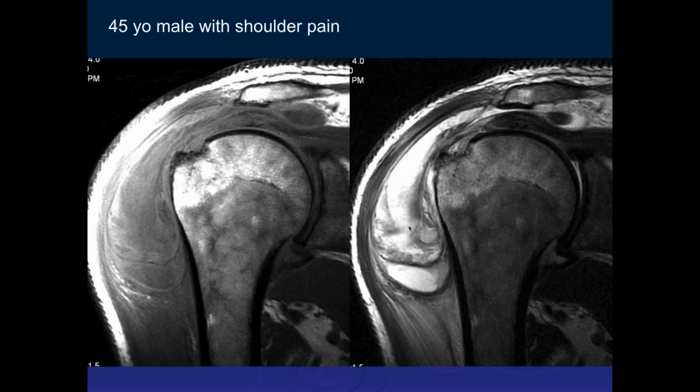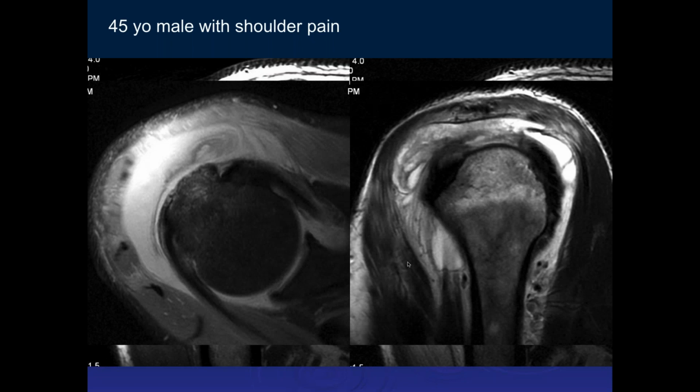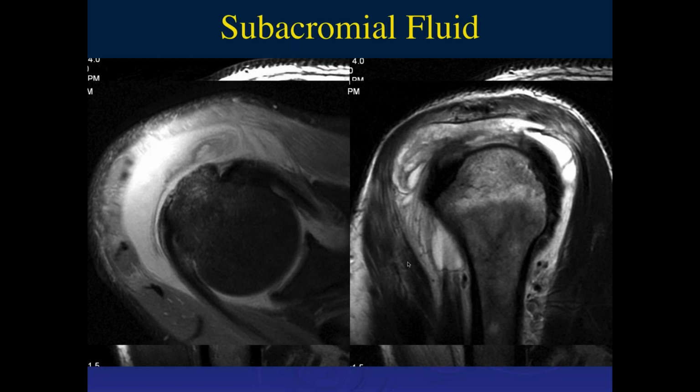And then we have all this fluid in the subacromial subdeltoid bursa, which typically this amount of fluid is a little bit uncommon just in rotator cuff tears. What do you think about the signal intensity also within the subacromial subdeltoid bursa? It's heterogeneous, so there's probably some hemorrhage there. Okay. And there we can see the sagittal and axial images as well. And this is just a lot of subacromial fluid.